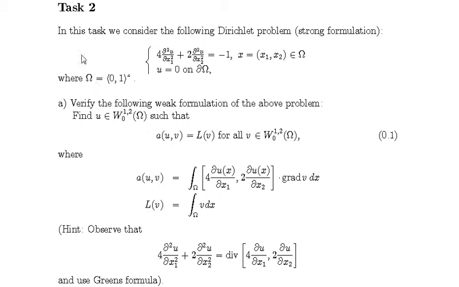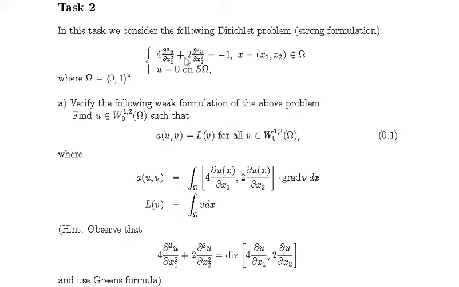Let us now turn to task 2. In this task we consider the following Dirichlet problem, which in the strong formulation takes this form, and on the boundary u is equal to 0. The set omega is for simplicity just from 0 to 1 square, so it's this unit square in fact.